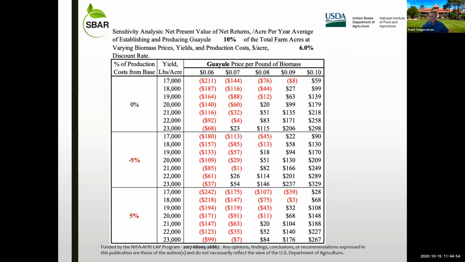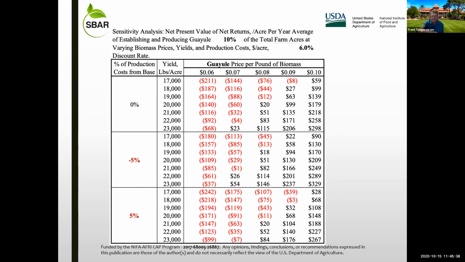But this one is one that we like a lot more because this is ever changing. We want the ability to make some changes in there and have a fairly broad sensitivity around the inputs that you as a grower select on this. So in this, what we're looking at here is a sensitivity to net present value of net returns per acre averaged over the establishment and production of Guayule at 10% of the total farm acres. And then the varying biomass prices and yields. So we're going to vary the yields, the prices, and we're going to make some adjustments up and down on your total cost productions that you're going to do there.